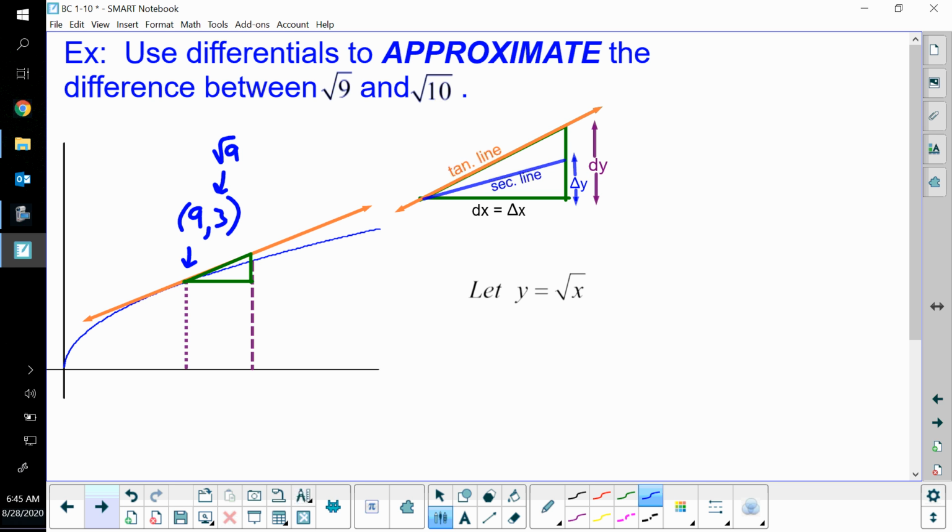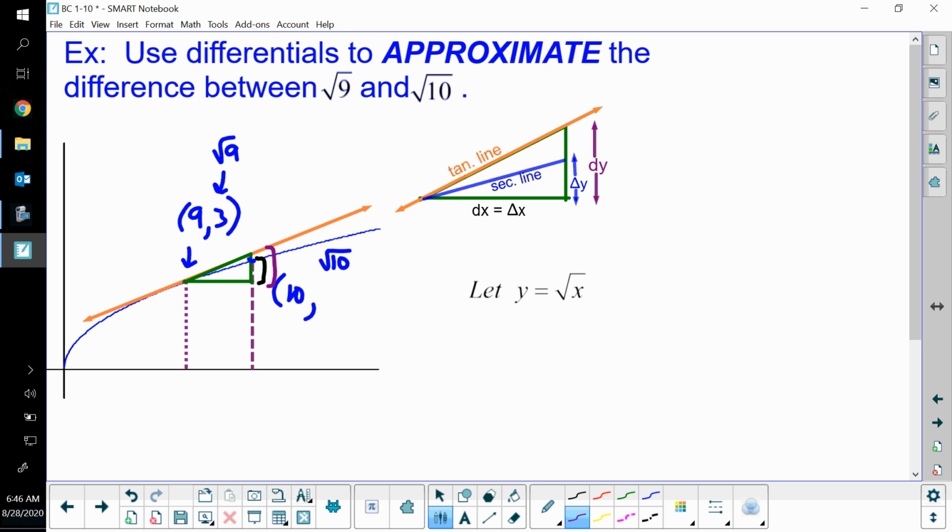Well, we want to approximate that value there. We know it is 10 comma something, and it's whatever square root of 10 is. We know it's a little bit more than 3, but we want a better approximation of that. The actual amount that it changes from square root of 9 to square root of 10 is that black amount. We will be able to approximate that purple amount by using differentials.